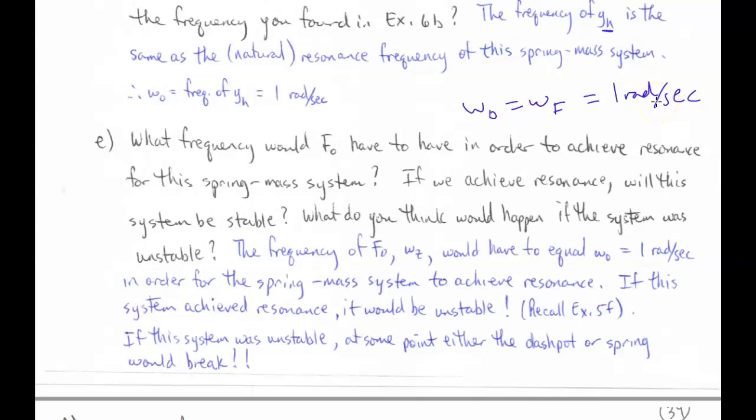If we achieve resonance, then at that point our system would not be stable, because we already know what that looks like. We actually did that in example 5. We saw that we had a y of p that was negative 1/2 times t times cosine of t. And because of that particular term in our response, the function kind of grew out of control.